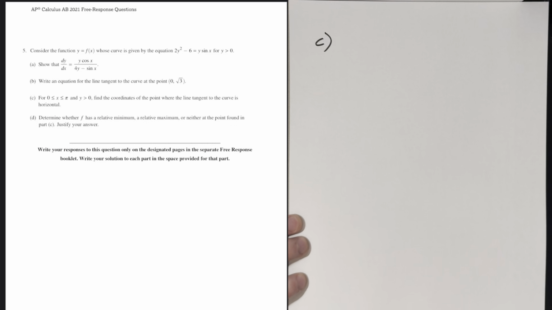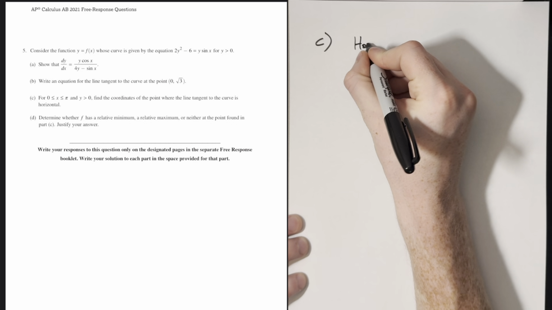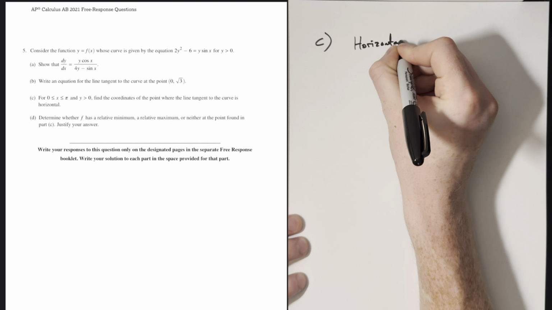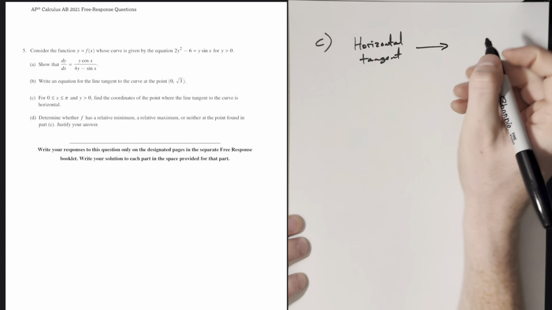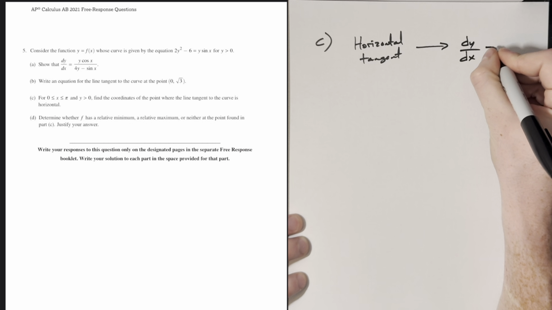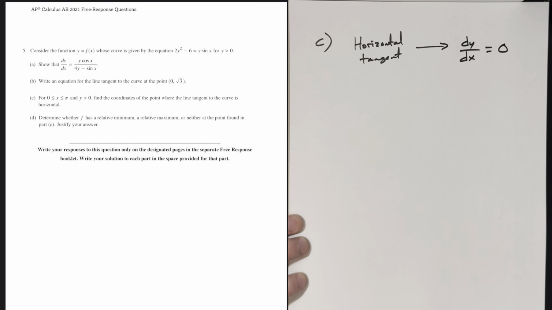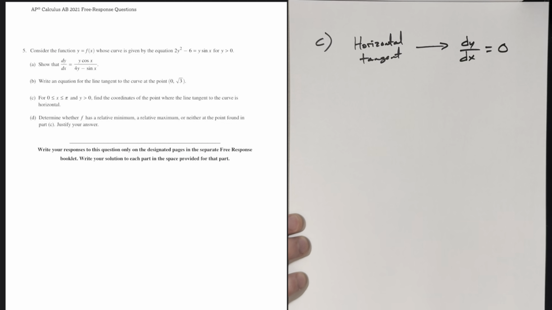Part C says for x's between 0 and pi and y greater than 0, which it told us at the beginning of the question, find the coordinates of the point where the line tangent to the curve is horizontal. Okay, so if we have a horizontal tangent line, what does that mean? Well, it means our derivative, or dy/dx, equals 0 because it's horizontal, right? A horizontal line has a slope of 0.